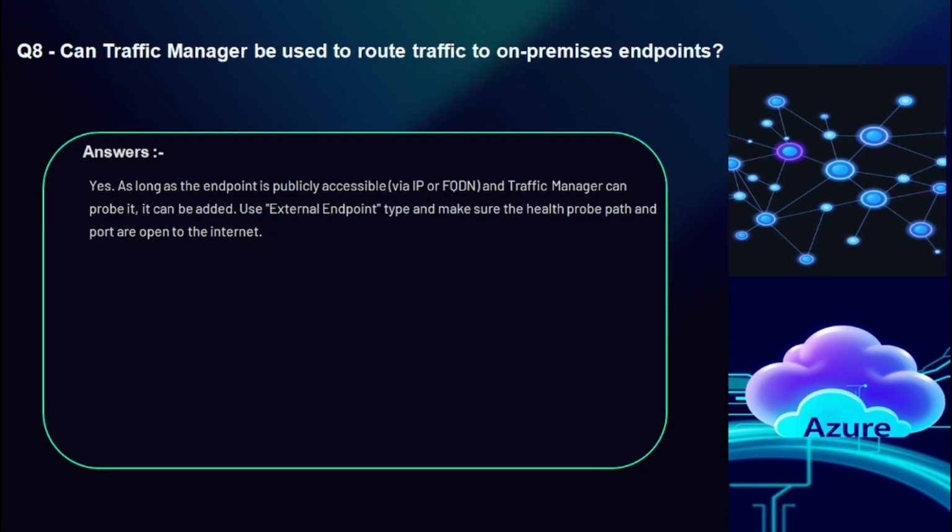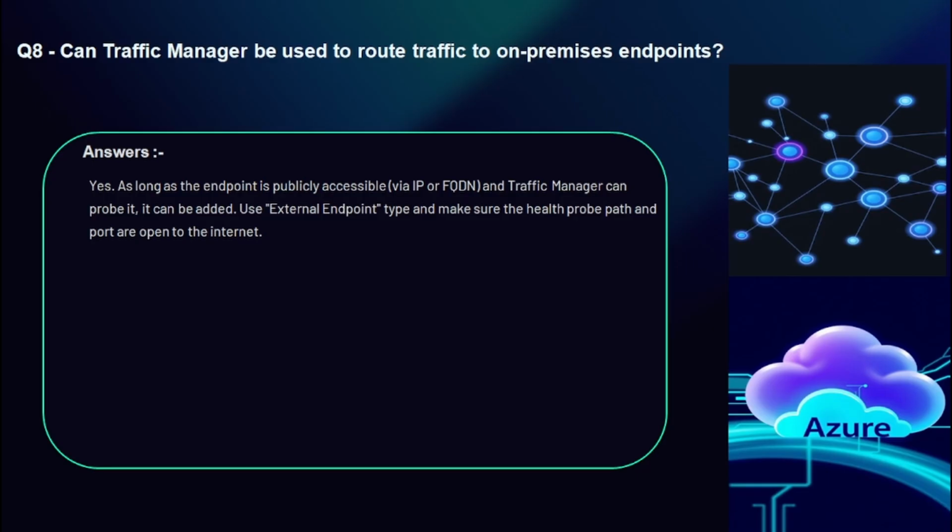Now next question. Can Traffic Manager be used to route traffic to on-premises endpoints? Answer is, yes. As long as your on-premises endpoint has a public IP address or FQDN and is reachable from the internet, and Traffic Manager can perform health probes on it, it can be included in the configuration.